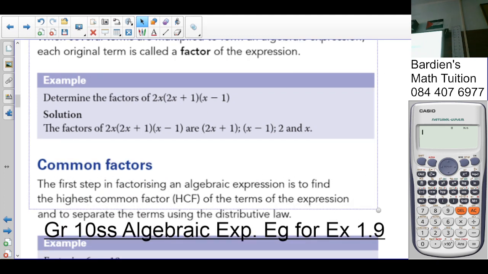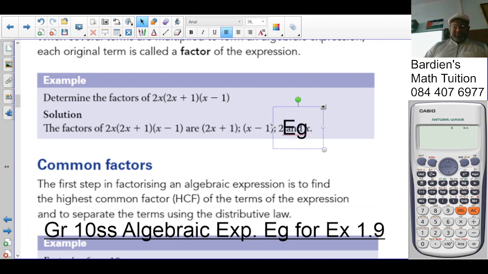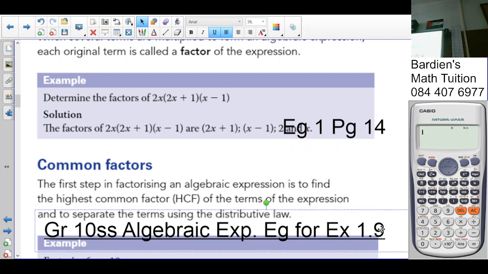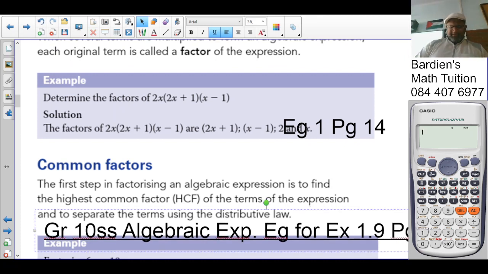I wrote this. I didn't cut the solution, but this is the example on page 14. Exercise 1.9 is on page 15. They have a good reference here.